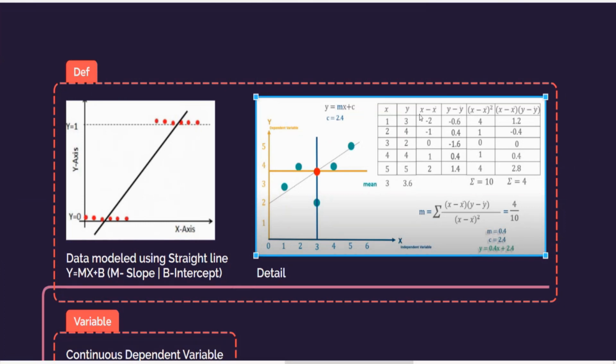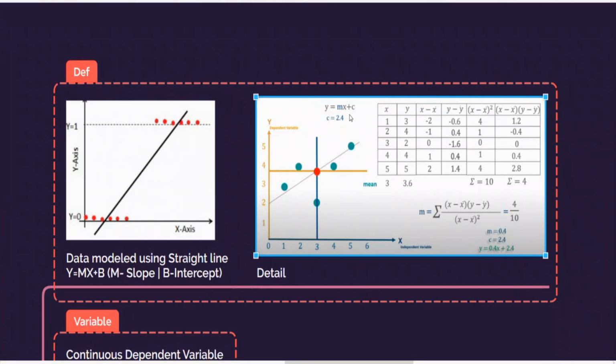Then for x minus x mean, I will find the square, add all the values, and find the sum of (x minus x mean) squared. Then I will multiply the x minus x mean value with the y minus y mean value, create another new column, and sum those values too. The formula we know is y equals mx plus c.